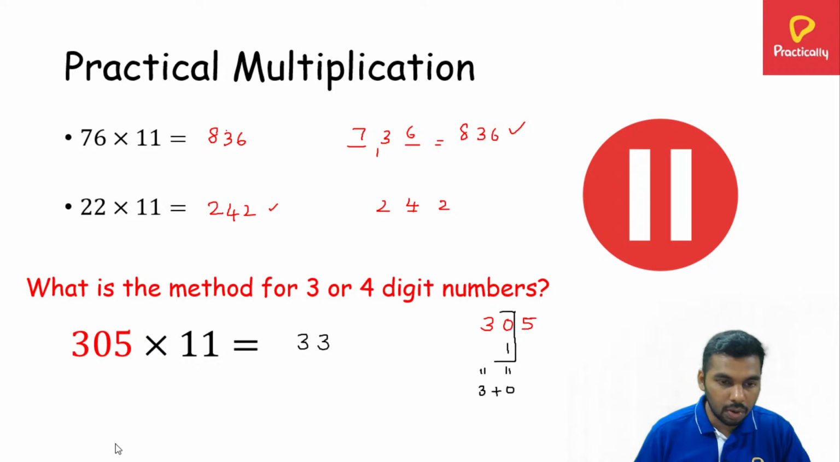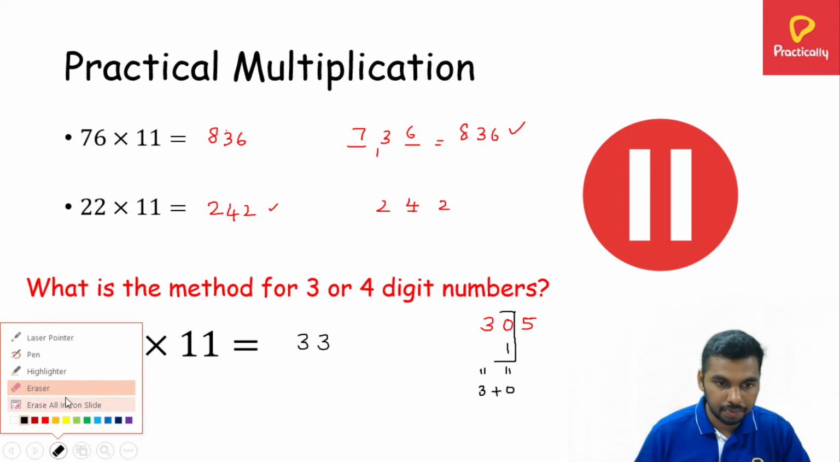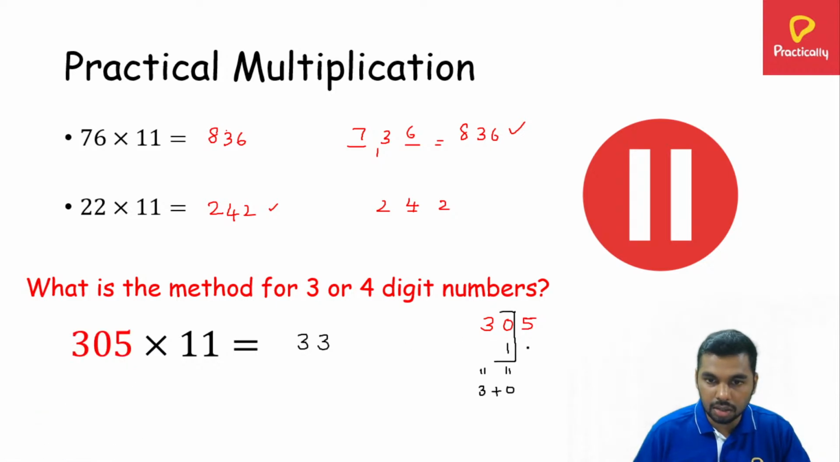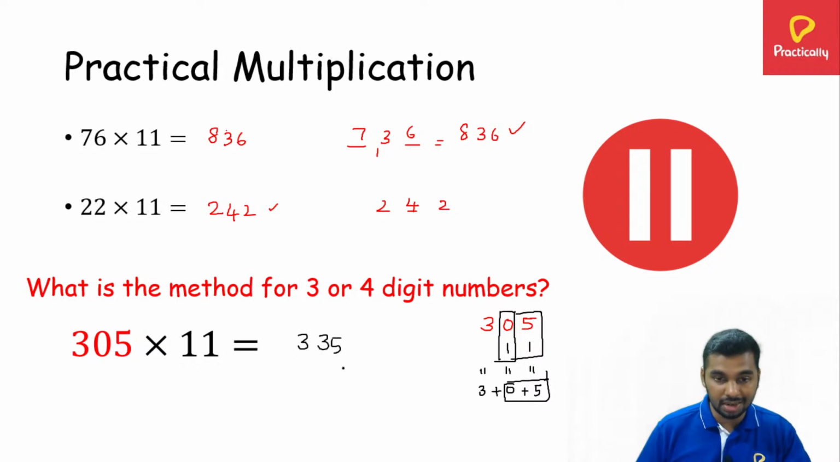So one of the 1 is placed here, and the last one is placed here. So 0 multiplied by 1 is 0. 5 multiplied by 1 is going to be 5. Now this time only add 0 and 5. What is 0 and 5? It is 5. So the first 3 digits is going to be 3, 3.